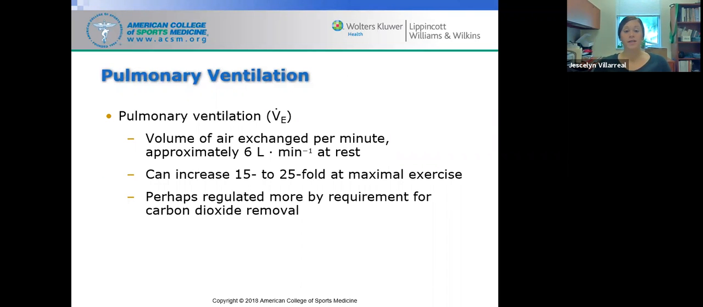With pulmonary ventilation, known by VE, this is the volume of air exchanged per minute. Even though oxygen delivery is vital, pulmonary ventilation may be more regulated by requirements for carbon dioxide removal than O2 consumption. So even though it's vital, it might be more regulated by CO2 removal than actual O2 consumption.